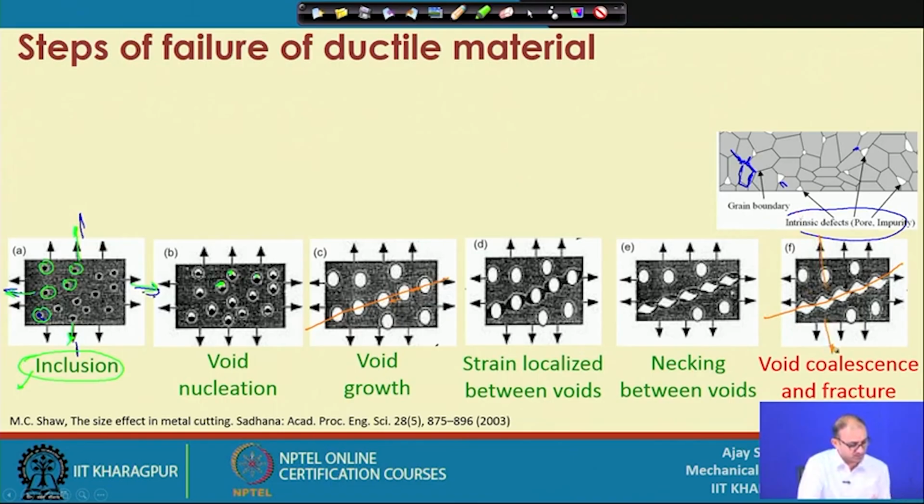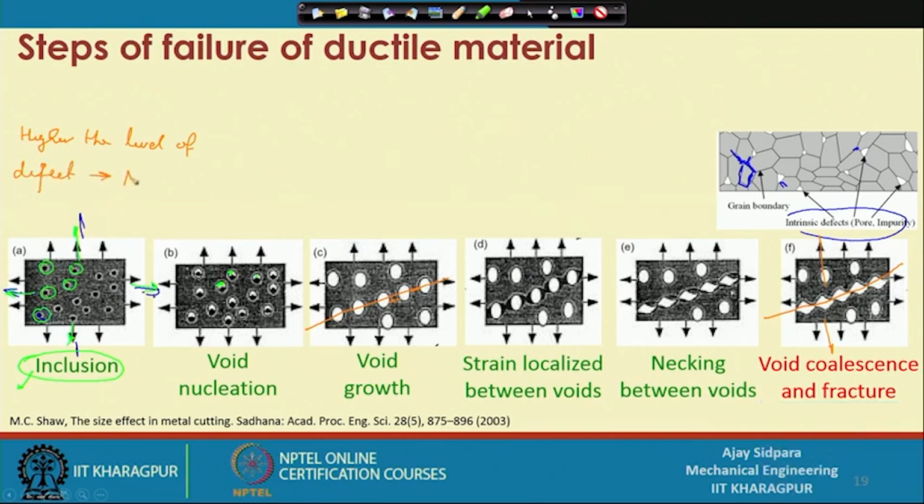So, the objective of showing this slide is that every material has a defect, and that defect will be a nucleation site for the deformation or the cutting of the material. So, the higher the level of defects, the easier it is to remove material.